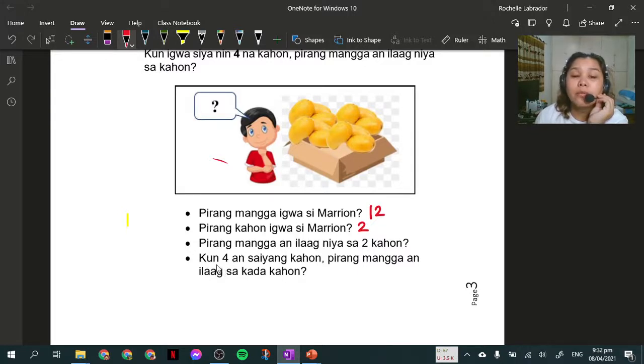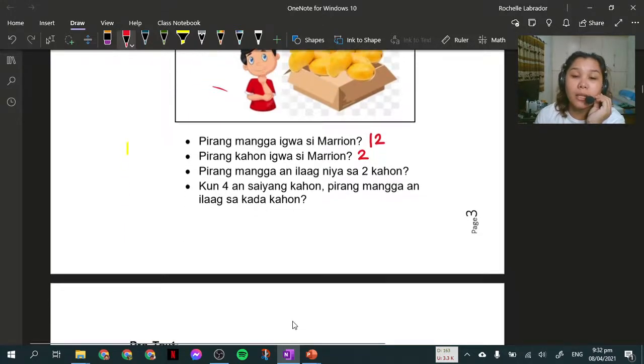And then, let's proceed with the fourth bullet. If he has 4 boxes, how many mangoes will be put in each box? So, this time, another question that we need to understand, which is related to this topic, for 4 boxes, he has to put those 12 mangoes in 4 boxes, wherein an equal number of mangoes each box will have.